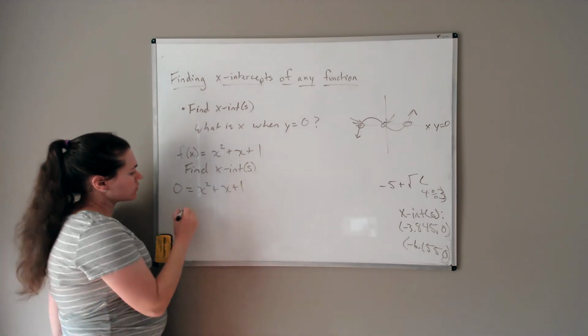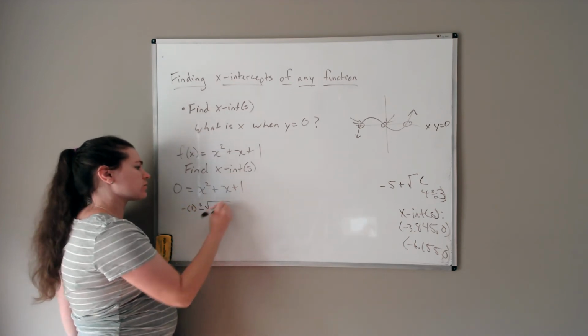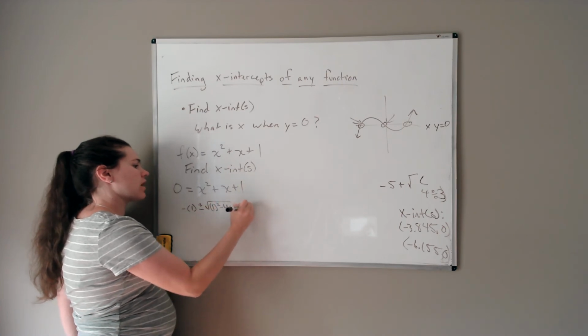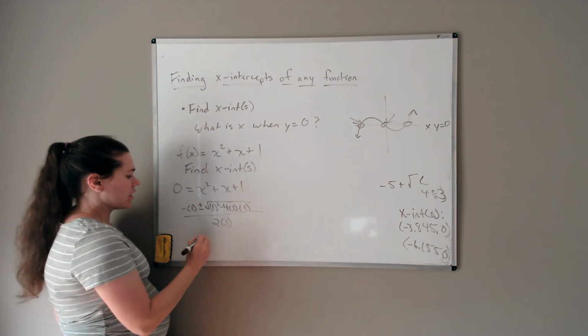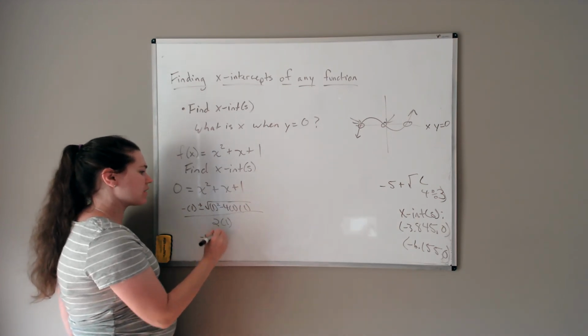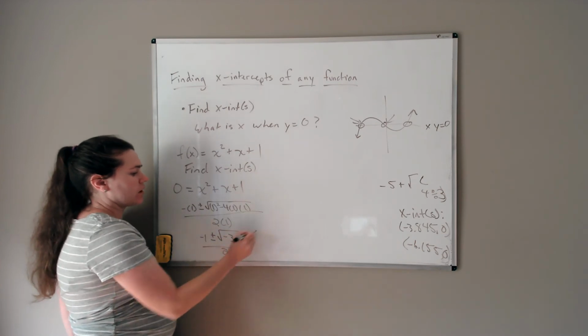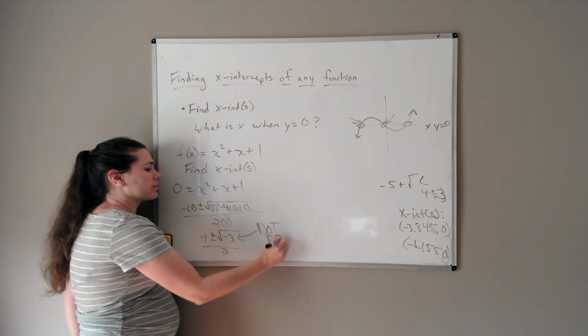Okay, so I'll use the quadratic formula. This isn't factorable, so negative 1 plus or minus the square root of 1 squared minus 4 times 1 times 1, all over 2 times 1. It's going to be negative 1 plus or minus the square root of negative 3, all over 2. Okay, this is not a real number.